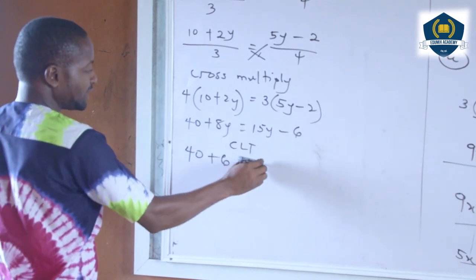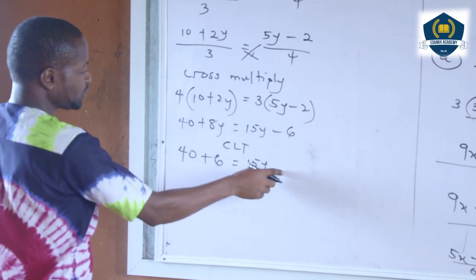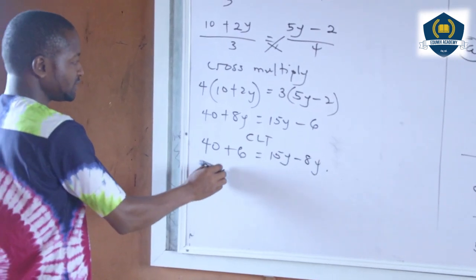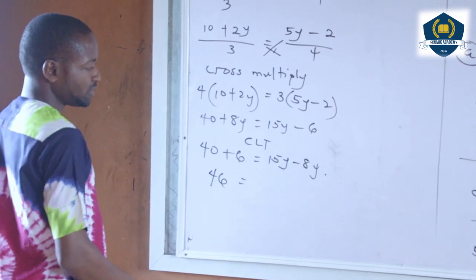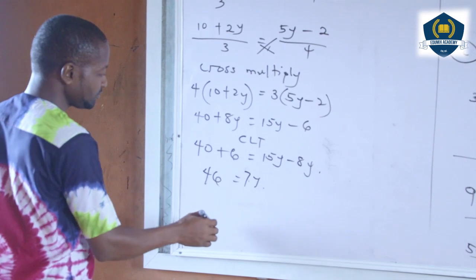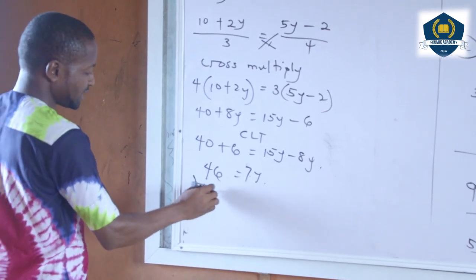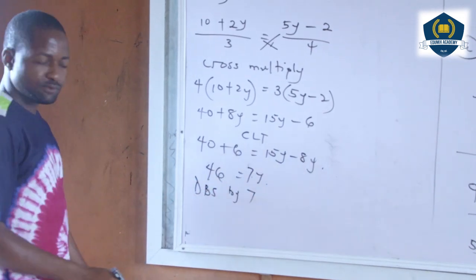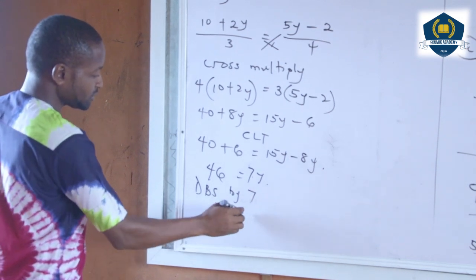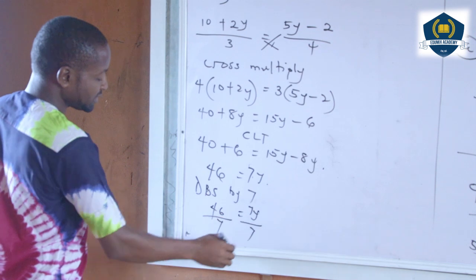This is 15y. Bring plus 8y here, becomes minus 8y. 40 plus 6, that is 46. 15y minus 8y, that is 7y. Right? So the next thing, divide both sides by what? By 7. Alright? 46 divided by 7 over 7 is equal to 7y over 7.